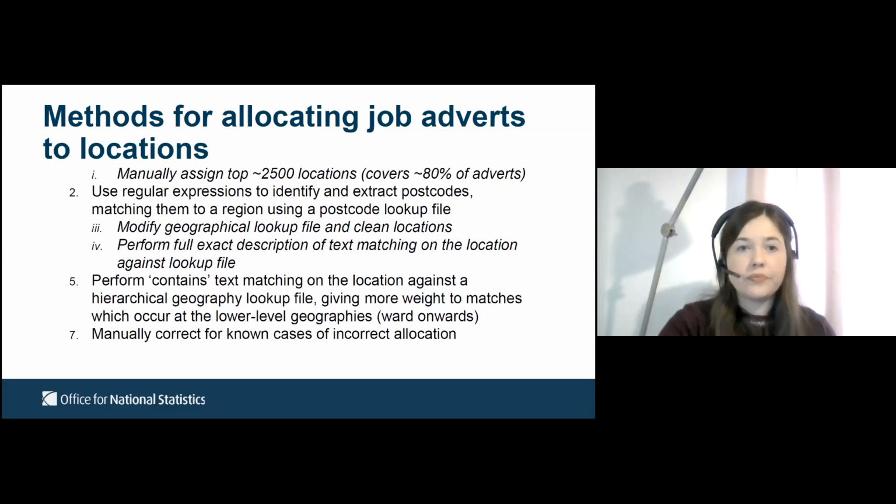text matching. So I think the key takeaway for us in doing this work was that the different methods that you use will give different results. And so it kind of highlighted the importance to us of consistency. So if we go to the next slide, please.